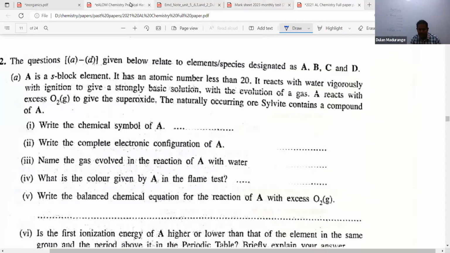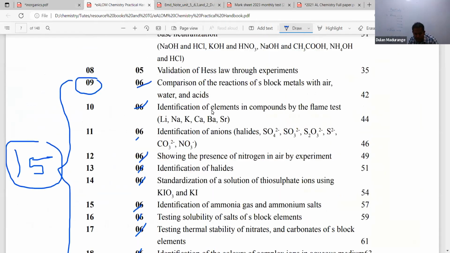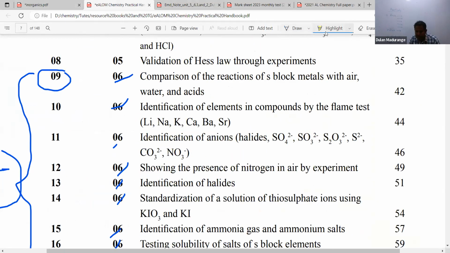S block practicals. So what are the practicals that we are writing for S block? Highlight the S block practicals first. This one.